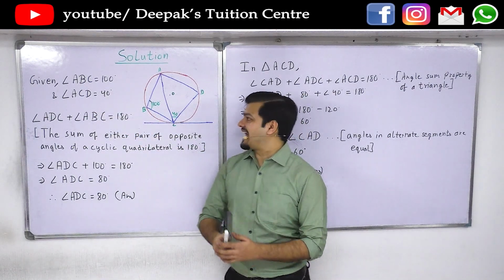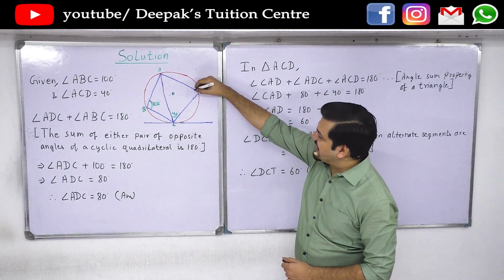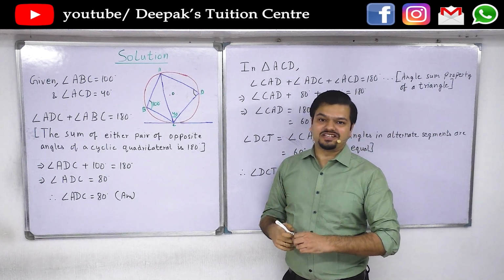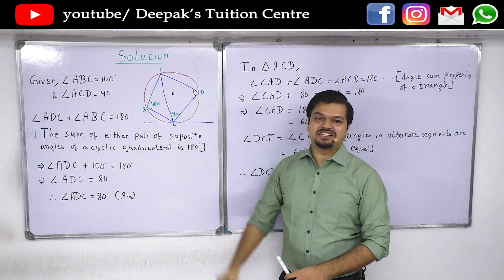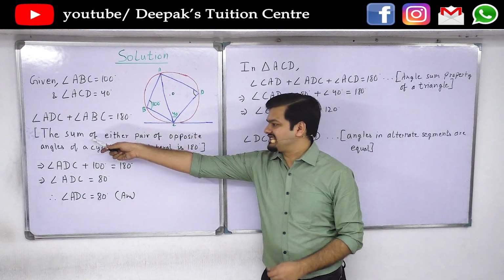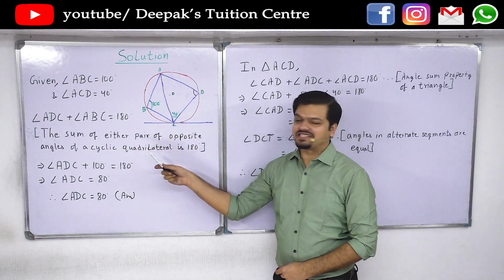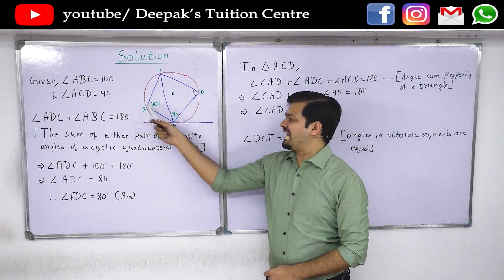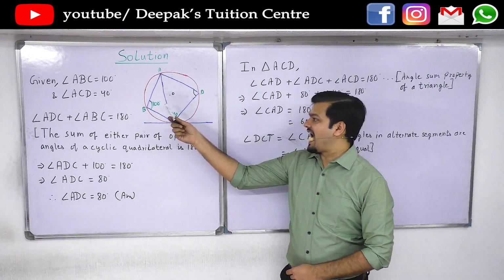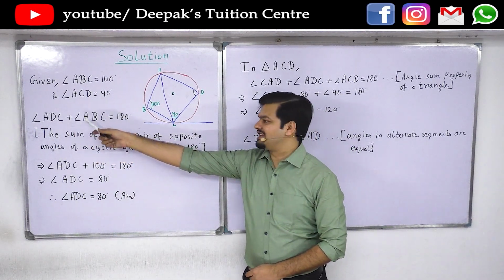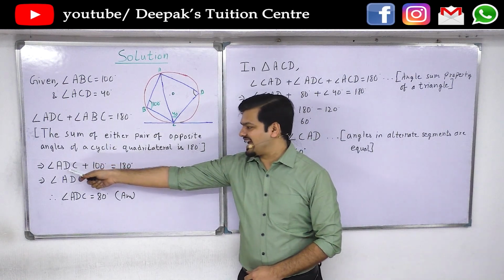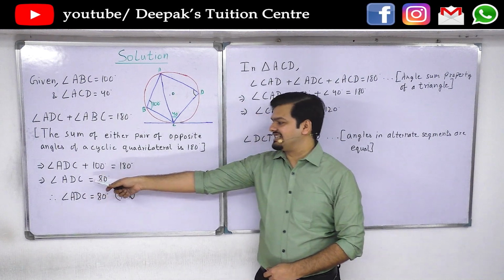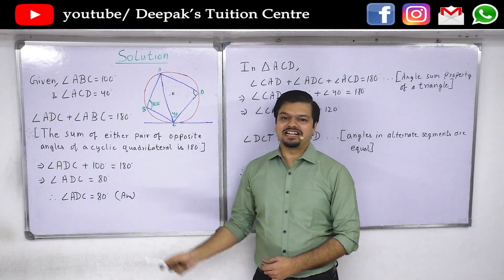Now I have to calculate angle ADC, that is this angle. So if I see that A, B, C, D are all points on the circle, therefore ABCD must be a cyclic quadrilateral, and we know that the sum of either pair of opposite angles of a cyclic quadrilateral is 180 degrees. Therefore angle ADC plus angle ABC must be equal to 180 degrees, and we already know the value of angle ABC. So we substitute the value of angle ABC, we get angle ADC plus 100 degrees equals 180 degrees, which means angle ADC equals 180 minus 100, that is 80 degrees.